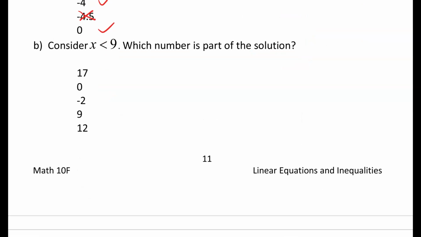For B, it says consider x is, now this is going to be less than 9. Which number would be part of the solution? So look at the numbers below. So 17, 0, -2, 9, and 12. And I'm going to leave this one for you to complete. And remember, you're looking at something that is going to be less than 9.